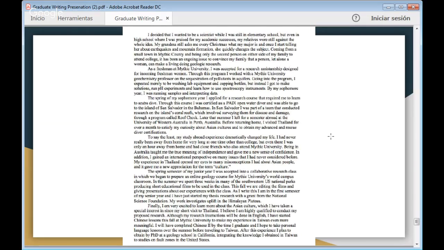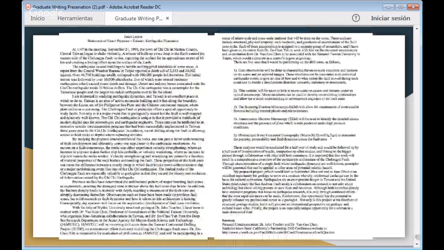If we go on to her research objectives, we'll read the first sentence just so you have an idea of the opening paragraph and to see how it's developed. "At 1:47 in the morning, September 21st, 1999, the town of Chai in Nantao County, central Taiwan, began to shake violently." So this gives a little idea of what it is that she's probably planning to study something related to this, right? But the way she's framed it, it gives it more of a narrative feel.